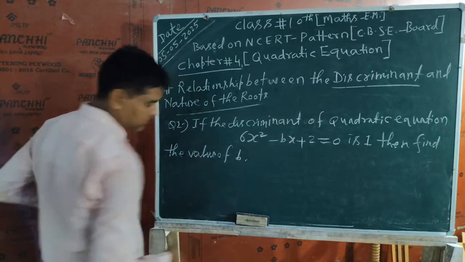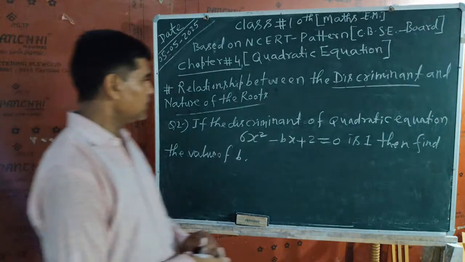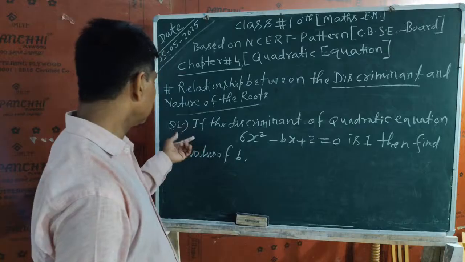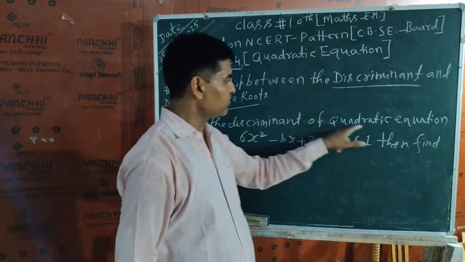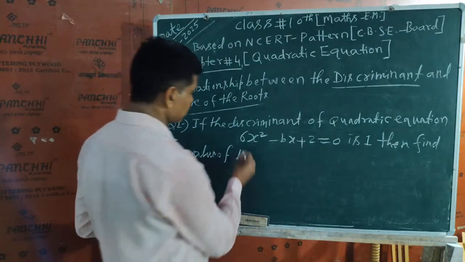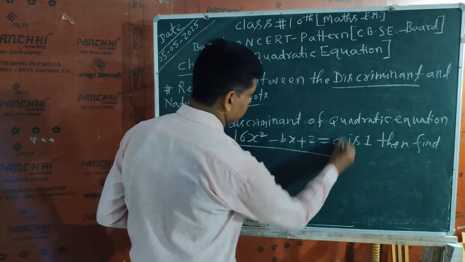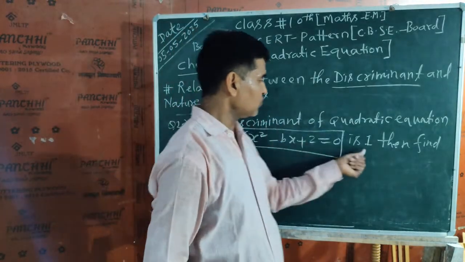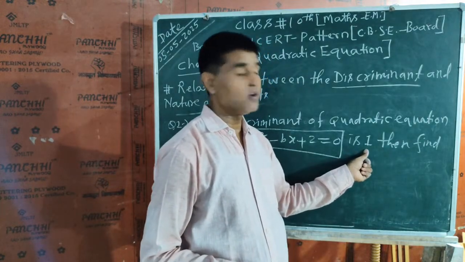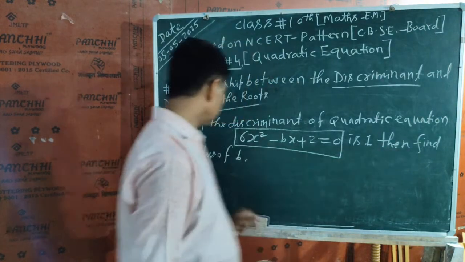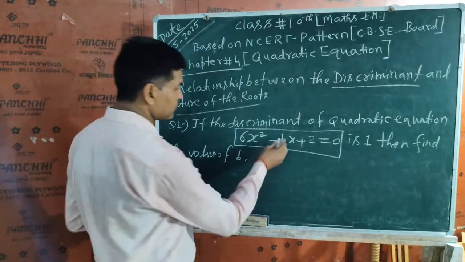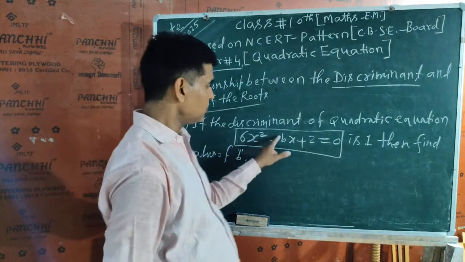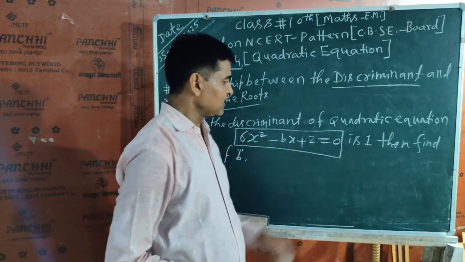Okay, students. So here the question is written: if the discriminant of the quadratic equation, which is given in the question, is 1, then find the value of b. Here one parameter b is written, that is the unknown parameter, and we have to calculate its value, but the value of the discriminant is given as 1.